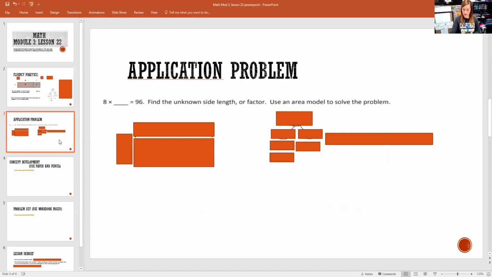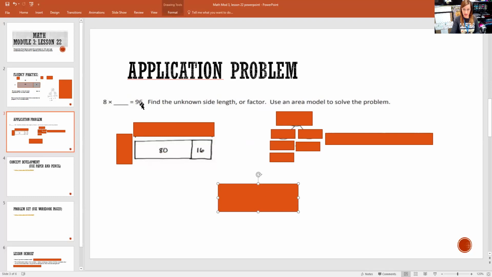Okay, let's look at our application problem. On this problem, it says 8 times something gives you 96. You're supposed to find the unknown side length, or factor. And you're supposed to use an area model to solve the problem. So you're going to start by drawing an area model with what you know.